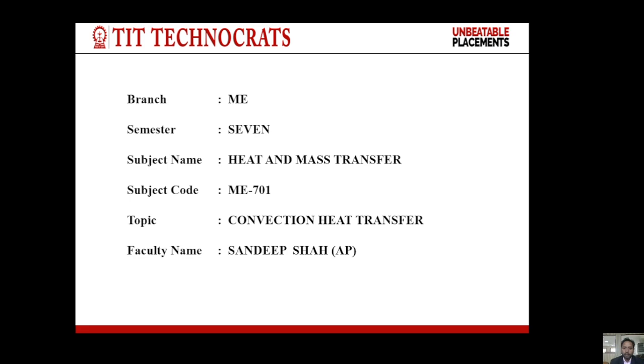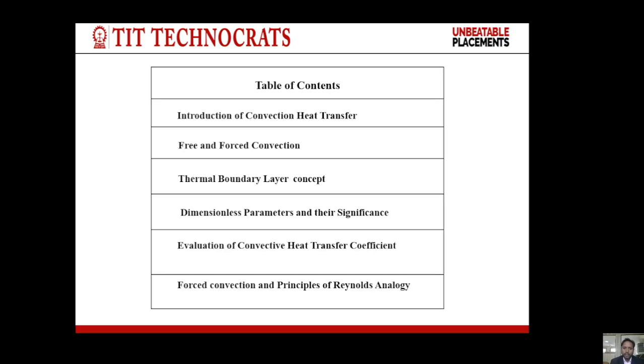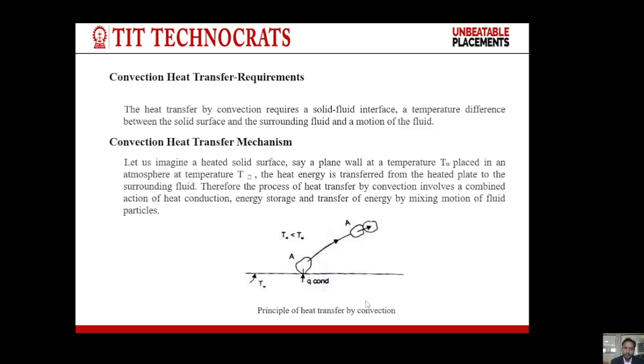So today we are going to start a new chapter, that is convection heat transfer. This is the table of contents, and we will discuss one by one. That is, introduction of convection heat transfer. Second is free and forced convection. Third one is thermal boundary layer concept. Dimensionless parameters, evaluation of convective heat transfer coefficient, and then we will discuss forced convection and principle of Reynolds analogy.